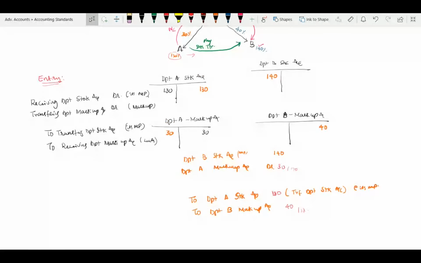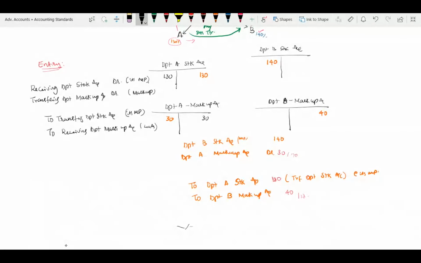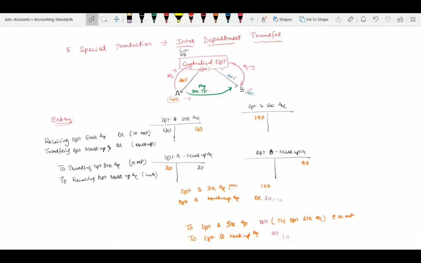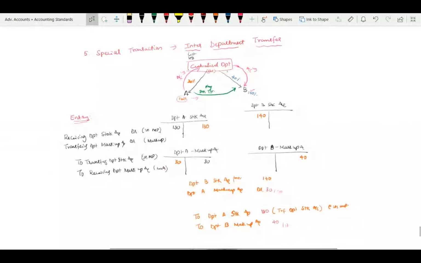Take down. That's all for departmental accounts. All theory is over. Got it? So please take down. This is the last special transaction, the interoffice transfer. If you have a doubt, kindly ask me. Otherwise, let us end the session.